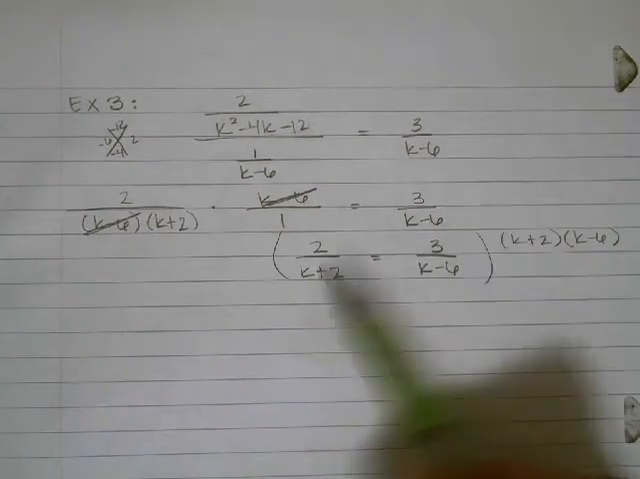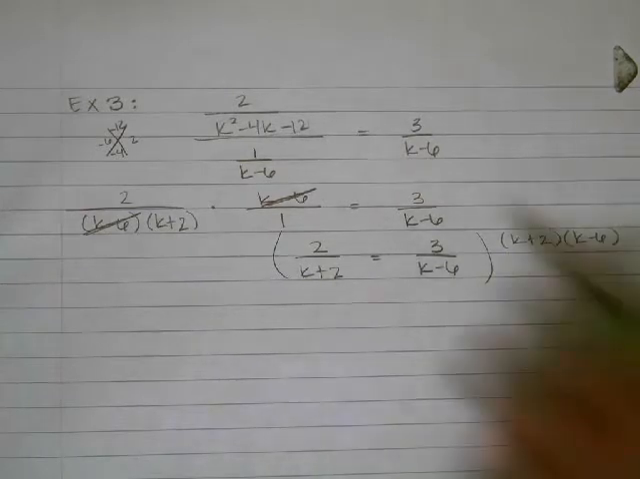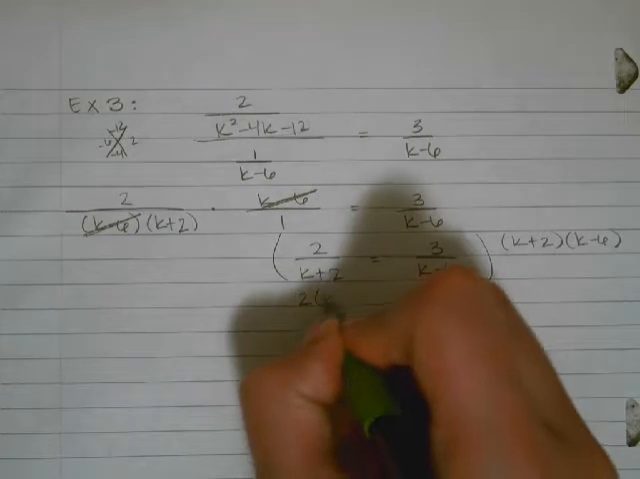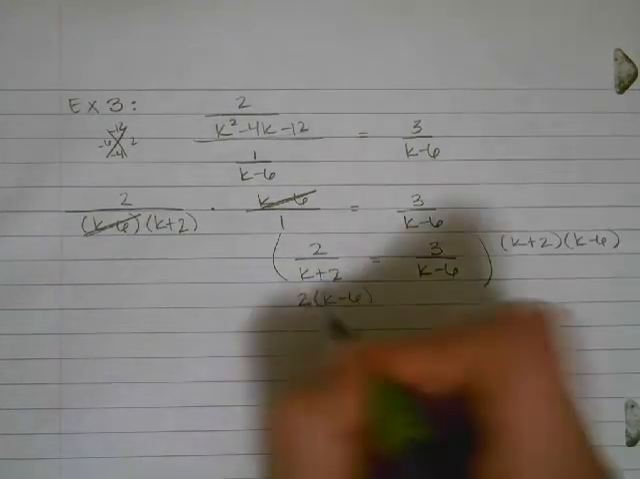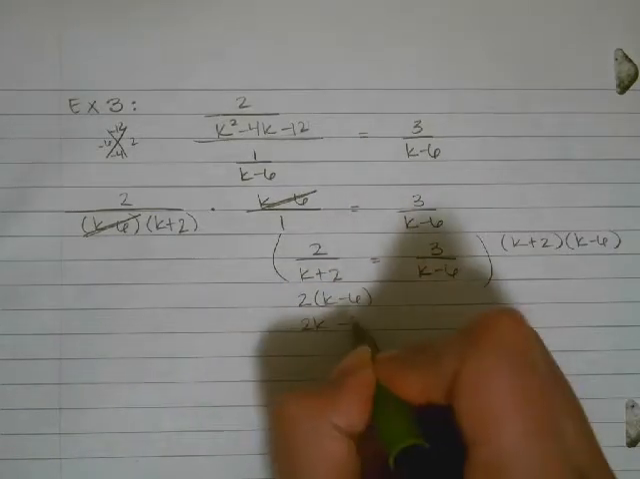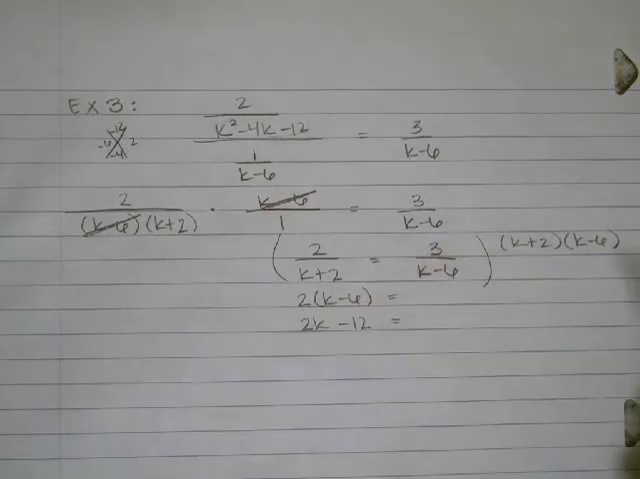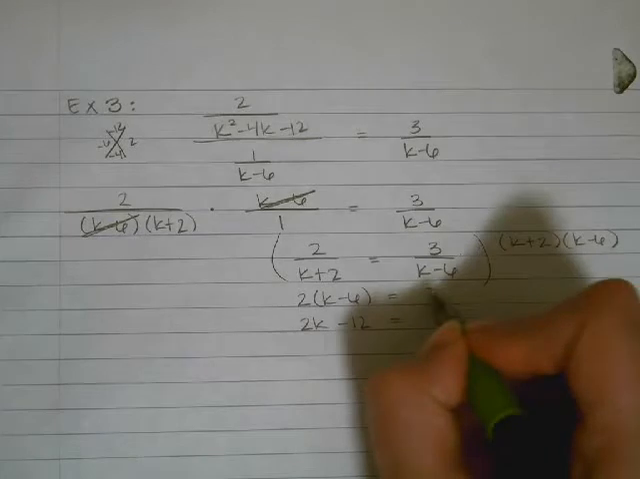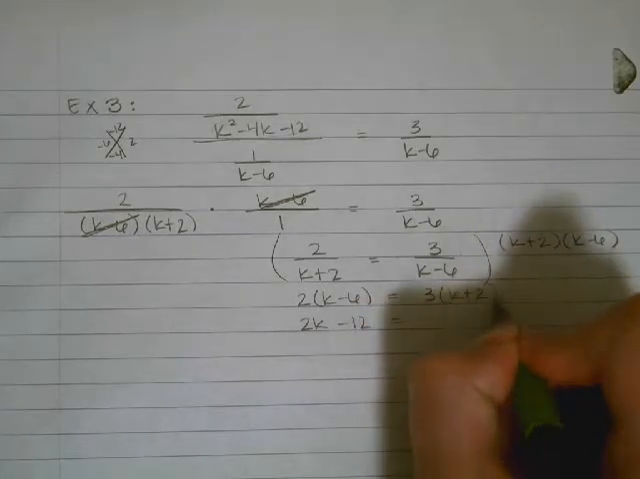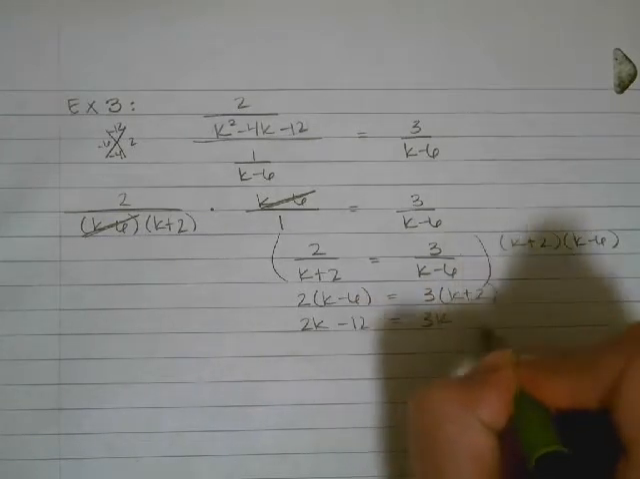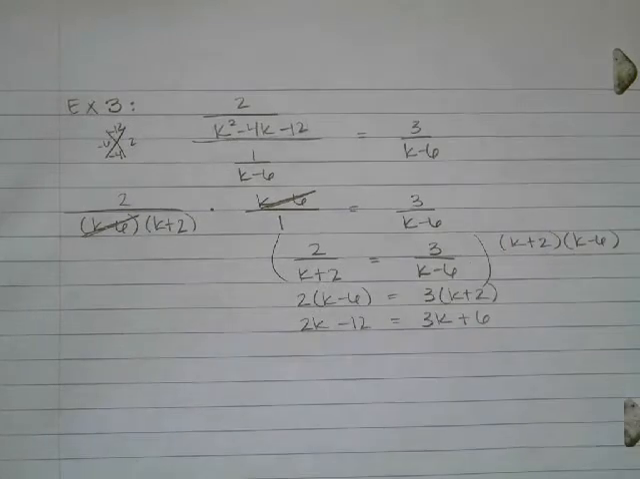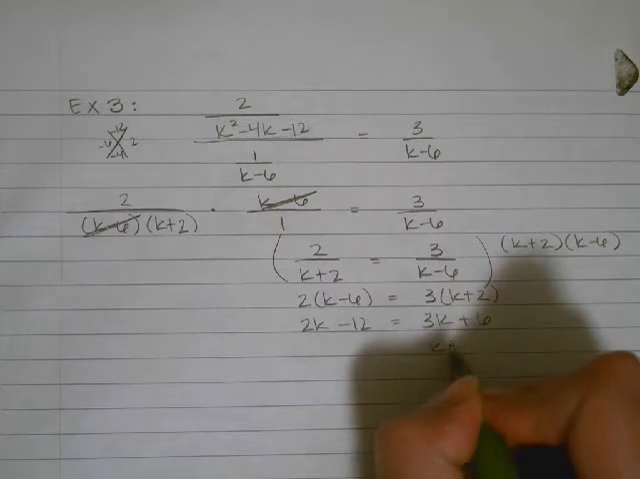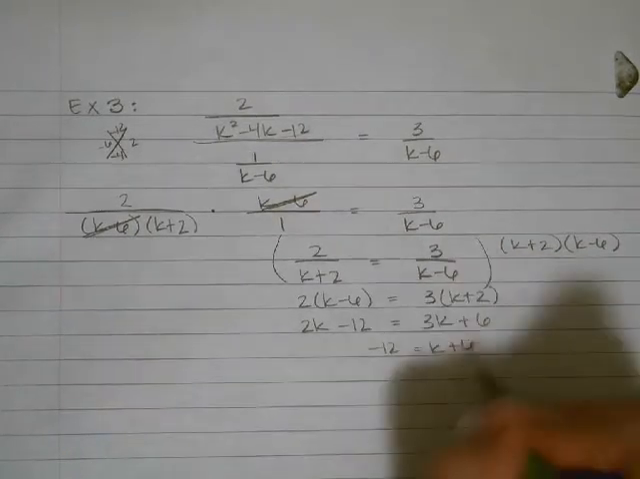So when I multiply by this one, the k plus 2's cancel out, and I have the 2 left over as well as the k minus 6. And that gives me 2k minus 12. And then when I multiply by the second one, the k minus 6 cancels, and I'm left with the 3 times the k plus 2. And that gives me 3k plus 6. So I can get my k's to one side, minus these over, I get k plus 6 equals negative 12.